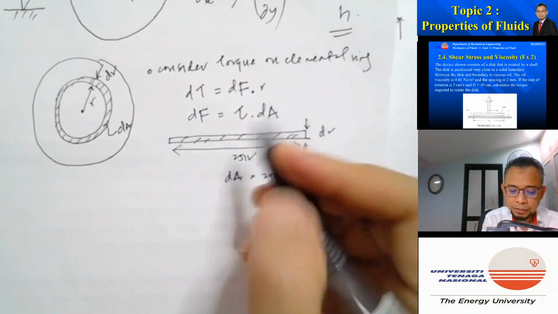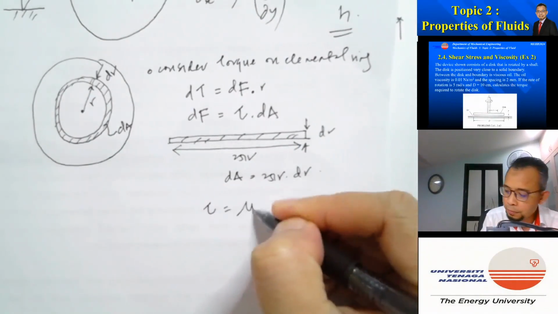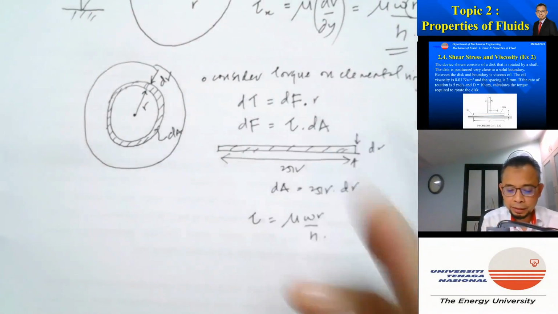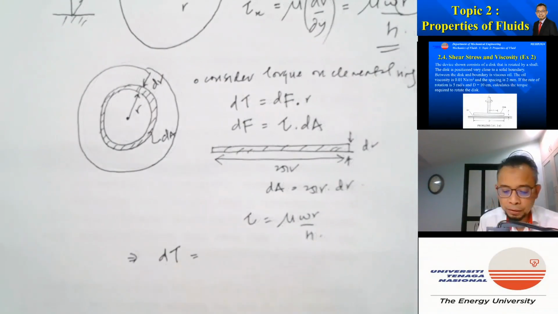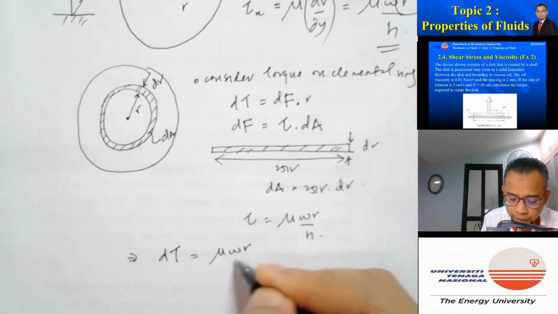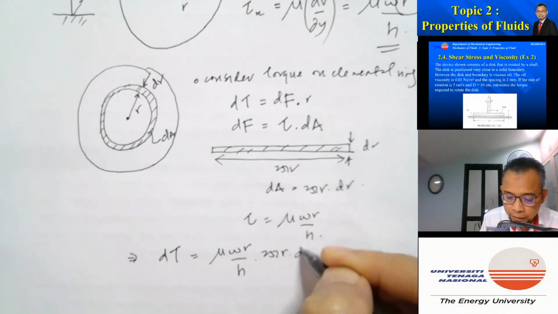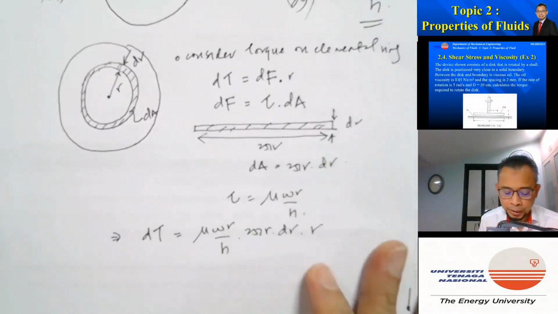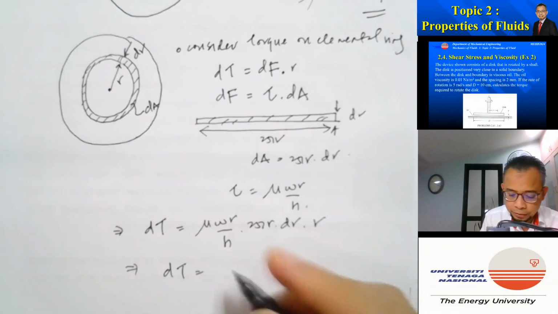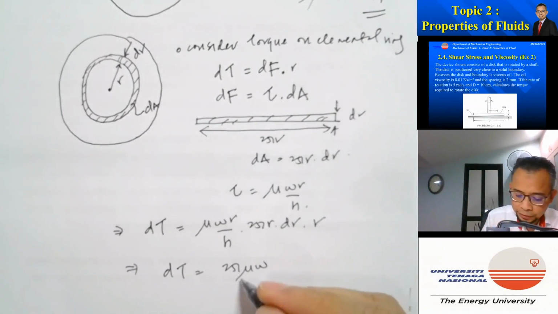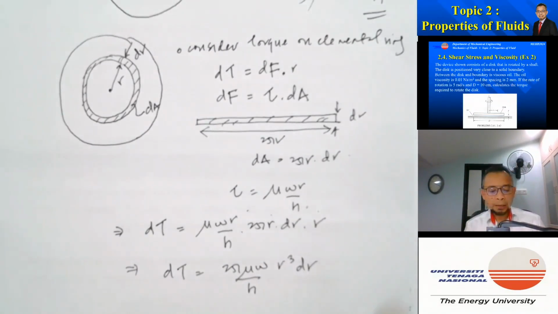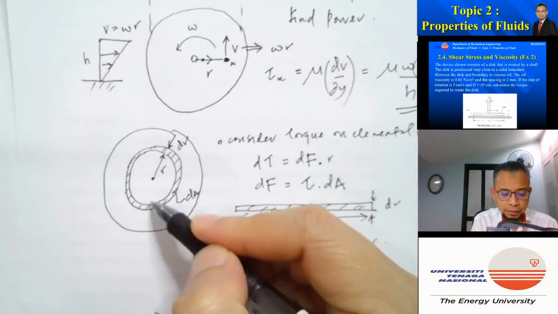We already know the expression for tau, which is equal to mu omega r over h. Now I substitute everything into these expressions. The torque for the elemental ring is equal to dF multiplied by r, where dF is tau dA, tau is mu omega r over h, and dA is 2 pi r dr. If I rearrange that, the torque is 2 pi mu omega divided by h, times r cubed dr. That is the expression for the torque on this small ring here.